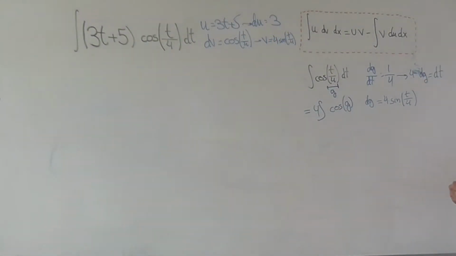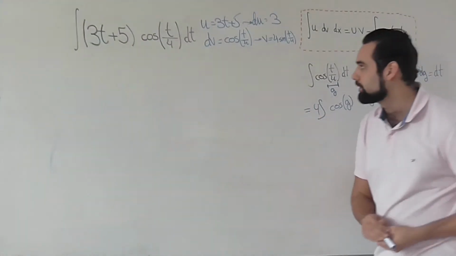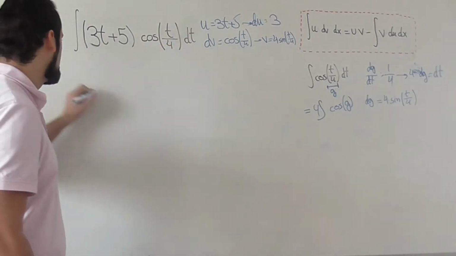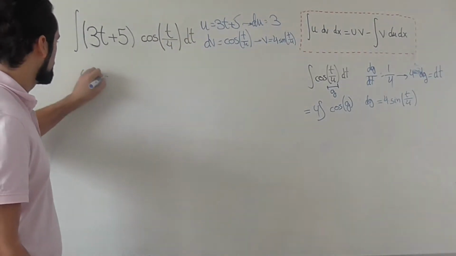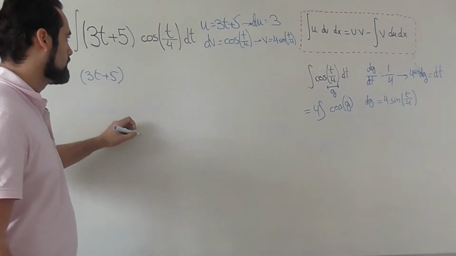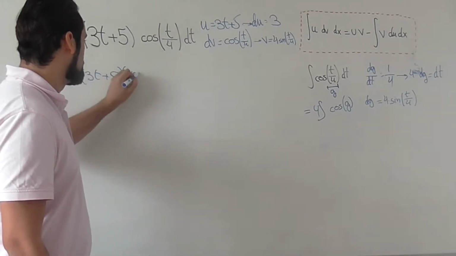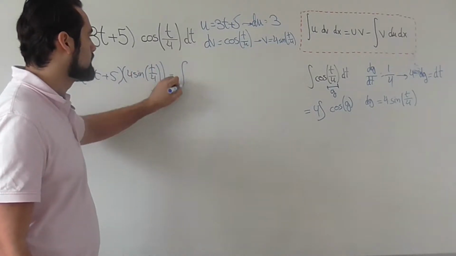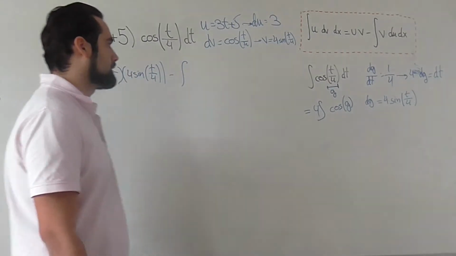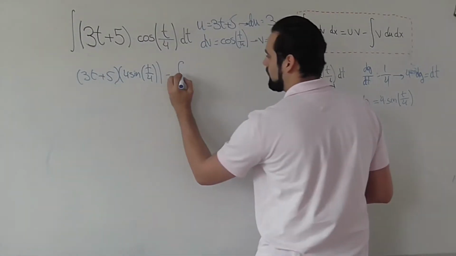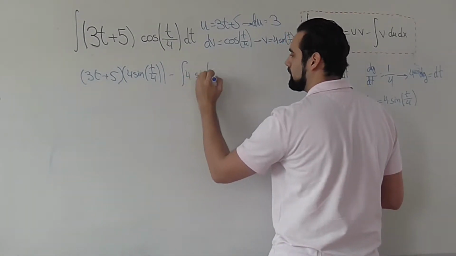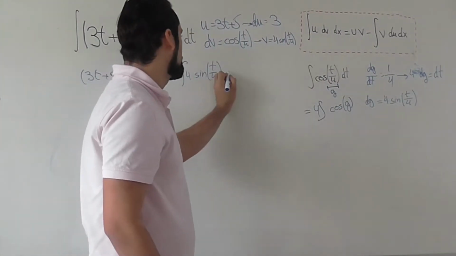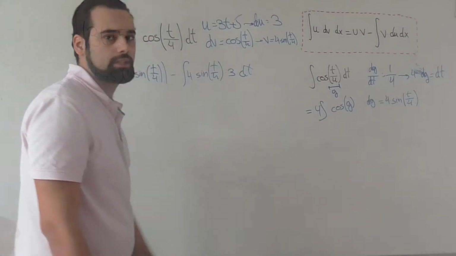And now that we have everything for the integration by parts, we are going to solve the exercise. So the first part is going to be u times v. So u is 3t plus 5. The v is going to be 4 times the sine of t over 4. And then minus the integral of that part over there. So the integral of v, so 4 times the sine of t over 4, du, which is going to be 3, and then all of this is dt.